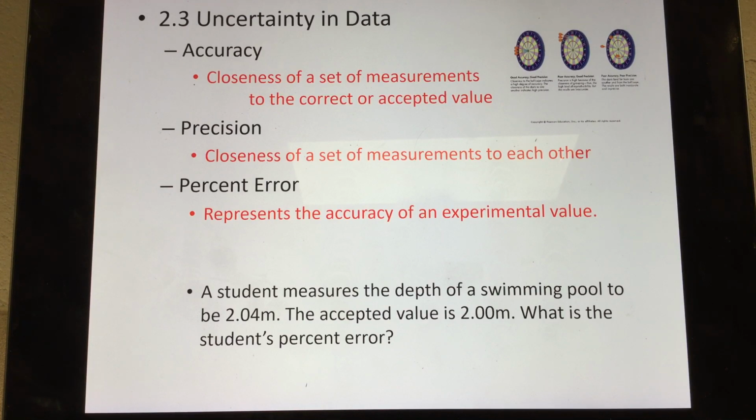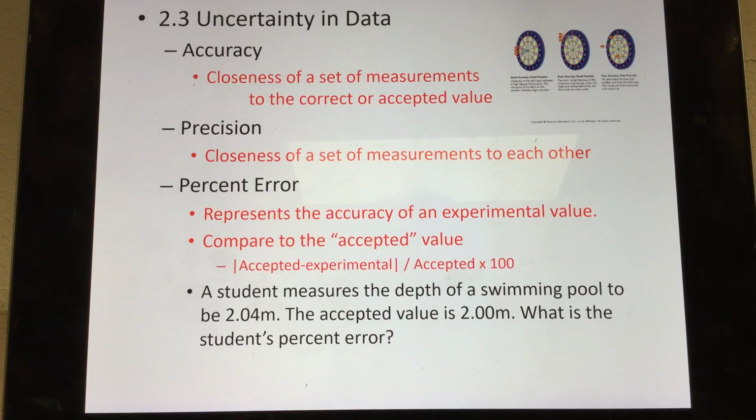That's the experimental value. That's the one that you are coming up with, and we compare that to the true accepted value. So like yesterday when you were doing the metric activity, you were all measuring the height of your desk. You know, there is one true acceptable value for the height of your desk, and you may have measured it to be exactly that. You may not have. So we can look at how accurate your value is by its percent error.